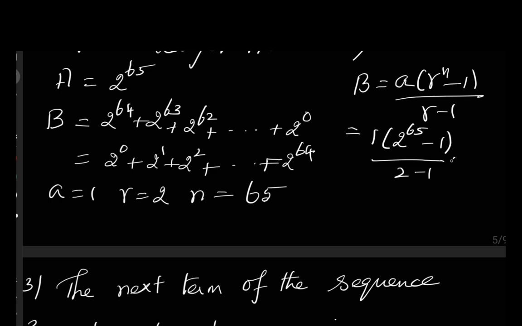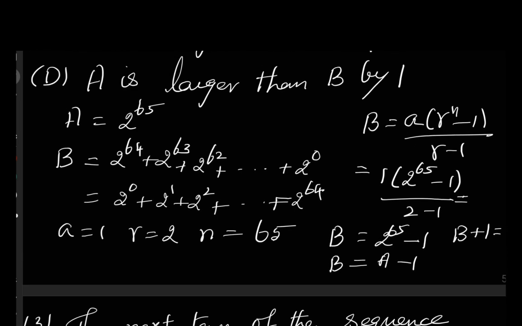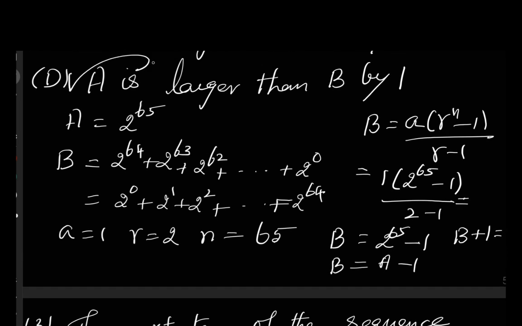So this is equal to 2 minus 1, which is 1. So B is equal to 2 power 65 minus 1. But 2 power 65 is given as A. So B is A minus 1. Bring this minus 1 to the left side: B plus 1 equals A. So A is 1 more than B. A is larger than B by 1. This is option D.